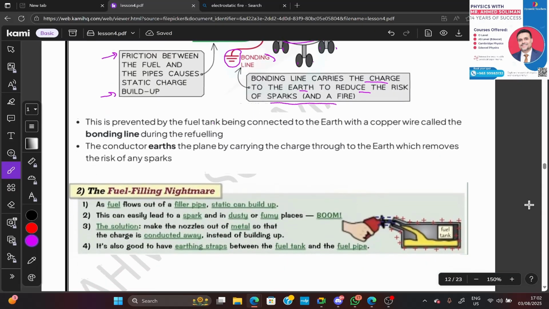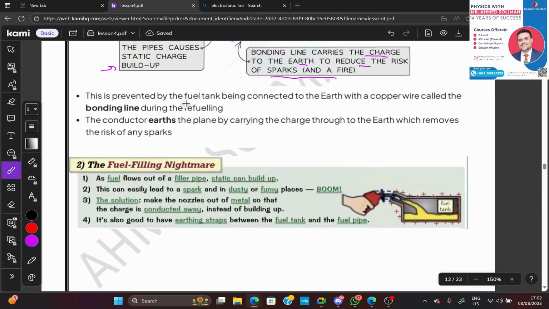So now, as you see, this is prevented by the fuel tank being connected to the earth with a copper wire called the bonding line during the refueling. Okay? The conductor earths the plane and carries the charge to the earth, which removes the risk of the spark.